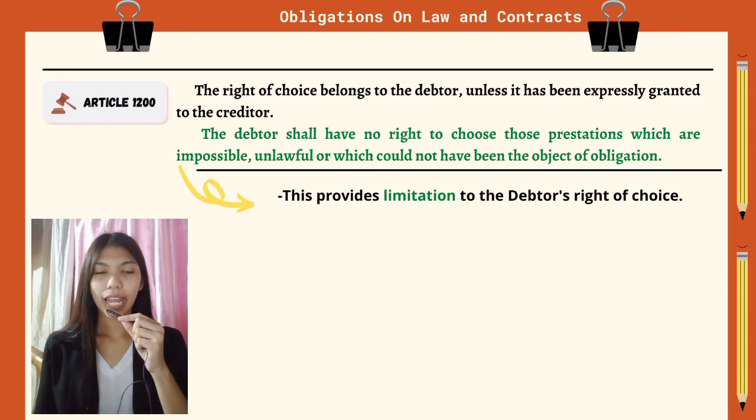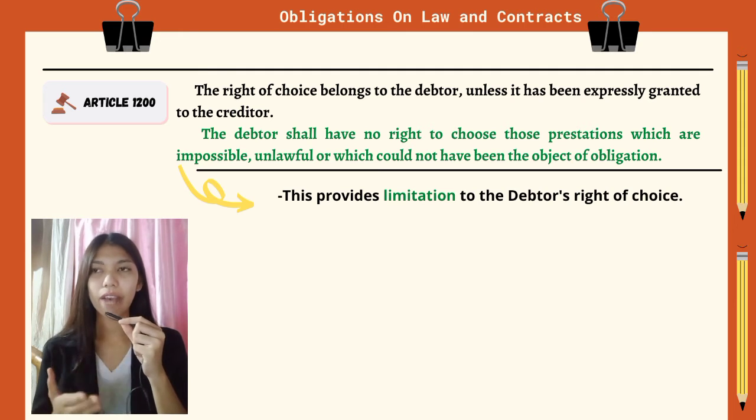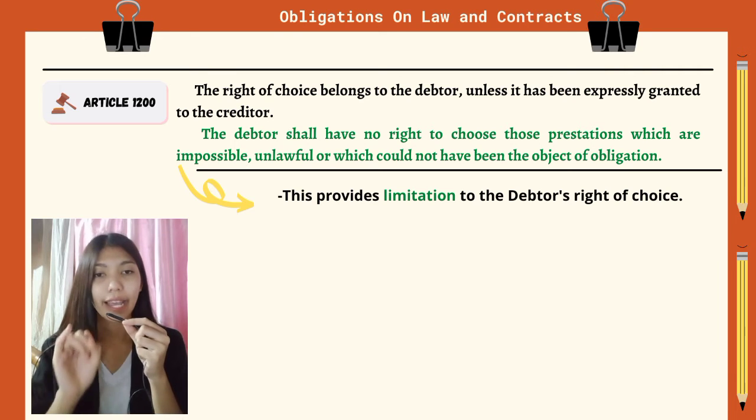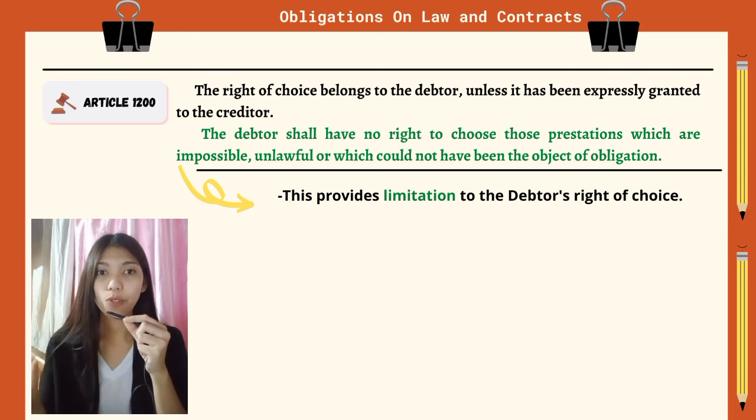So, the second paragraph of Article 1200 provides that the debtor shall have no right to choose those prestations which are impossible, unlawful, or which could not have been the object of obligation. Meaning, the article also gives a limitation on the right of choice of the debtor. So, the debtor cannot choose prestations that are impossible, unlawful, or those which could not have been the object of their obligation.